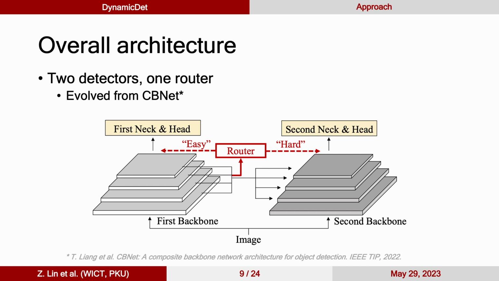Through the above process, the easy images will be processed by only 1 backbone, while the hard images will be processed by 2. Obviously, with such an architecture, trade-offs between speed and accuracy can be achieved.